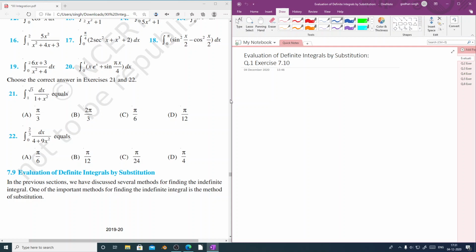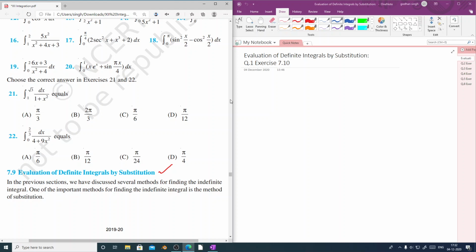Evaluation of definite integrals by substitution. We have learned how to integrate functions, and also we have learned sometimes substitution is required. So in that case, we are changing x in terms of say t or in any other variable. But in the case of definite integrals, when we are doing substitution, we have to take care also that we have to change the limits also, because the limits are in terms of x.